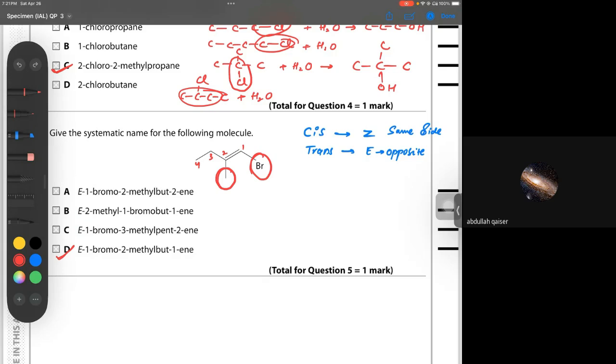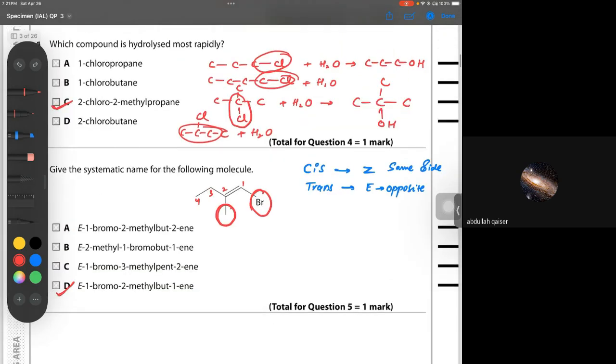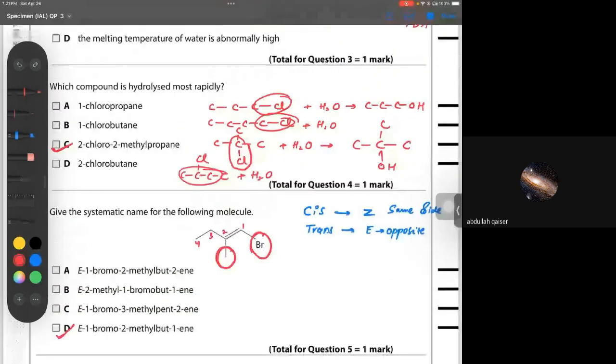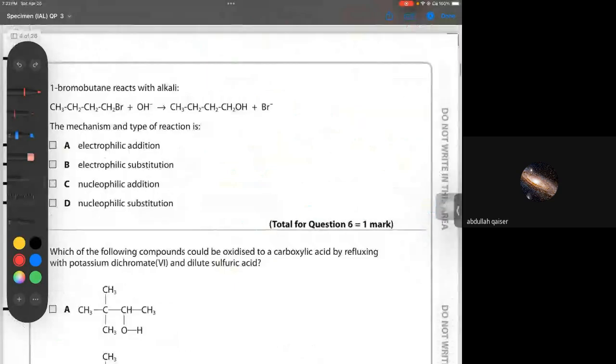Sir, for the previous question, from which topic is it? The one before this one. This one. Yeah, this one. Where the hydrolysis is, which one is hydrolyzed? Halogenoalkane. Okay. Then one hydrolysis reaction, right? Yes. 1-bromobutane reacts with an alkali.